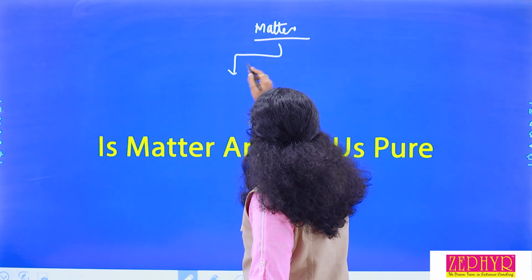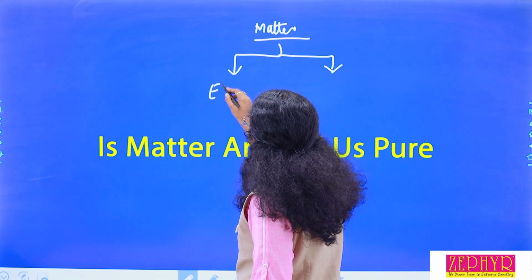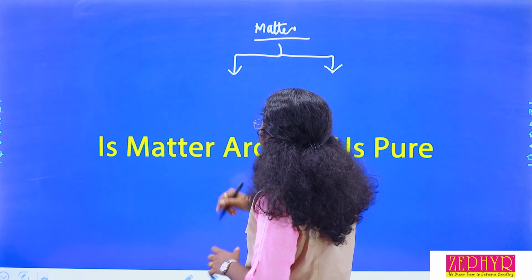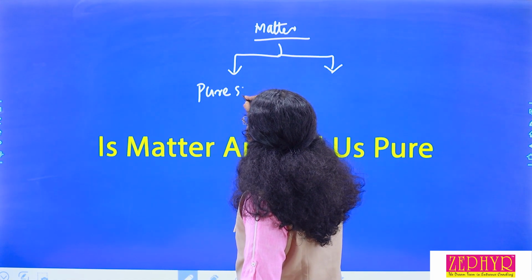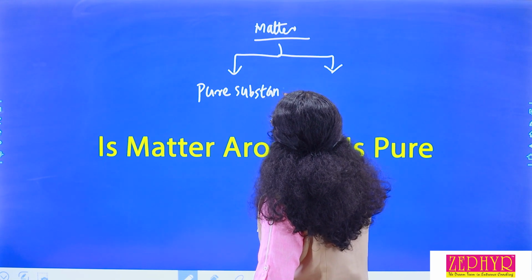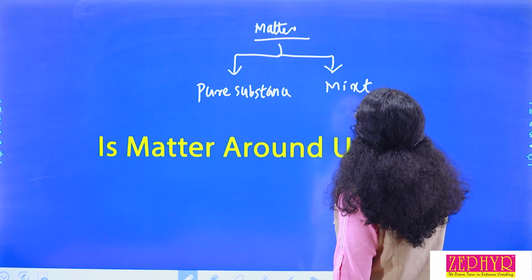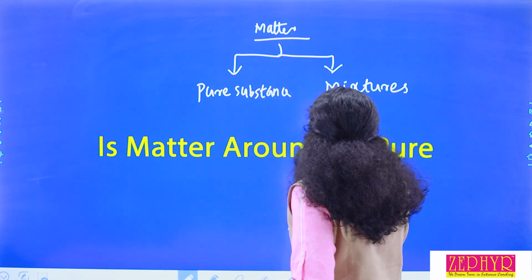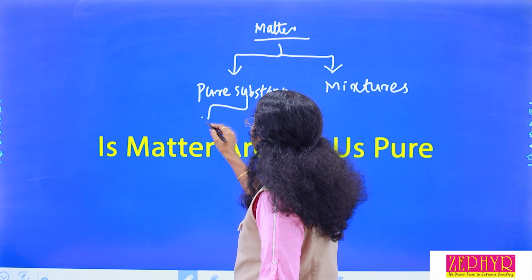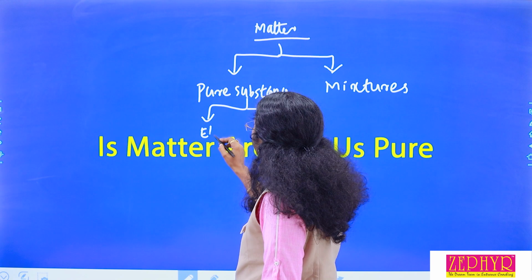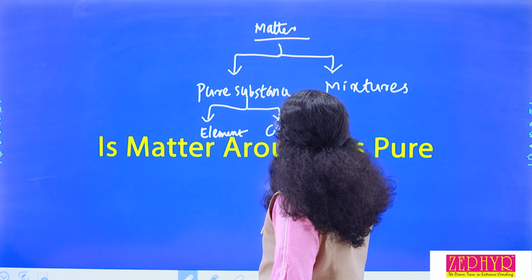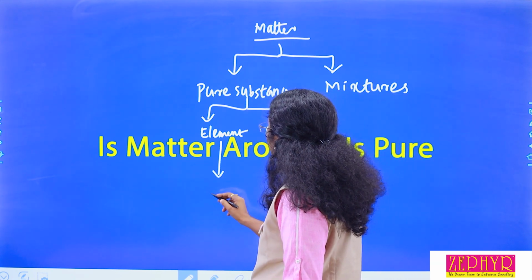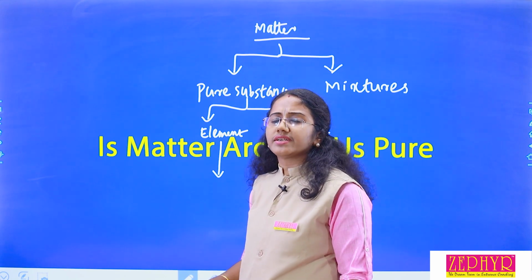Matter is classified into two types. What? Pure substances and mixtures. A pure substance contains only one kind of particle. Mixtures contain different kinds of particles. Then a pure substance is again classified into element and compound. Elements, for example, hydrogen, oxygen, nitrogen, carbon.